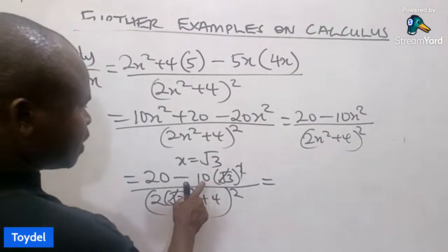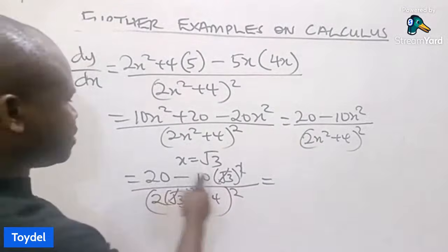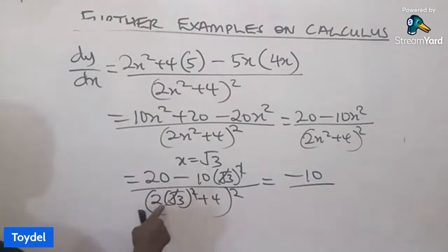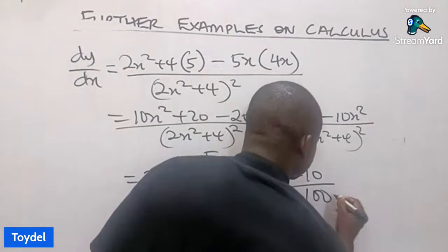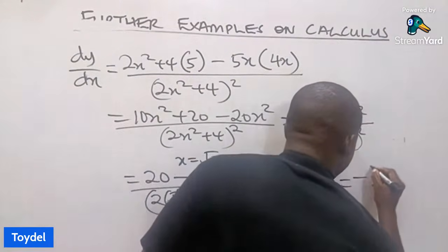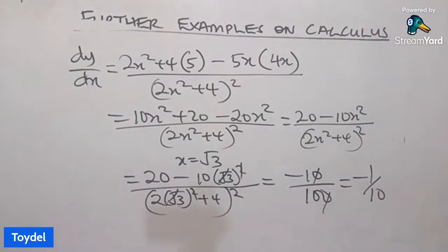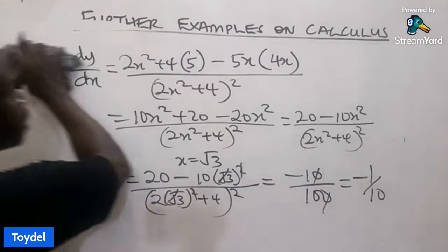This is 20 minus 10 times 3, which is 30. So 20 minus 30 will be minus 10, all over 2 times 3, which is 6. 6 plus 4 is 10, and 10 squared is 100. This will cancel this. At the end of the day, we have minus 1 all over 10. So our final answer will be minus 1 all over 10.